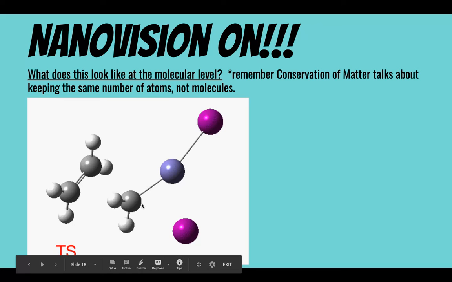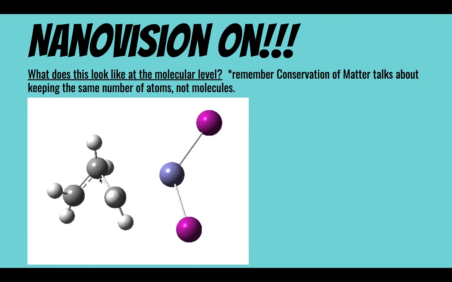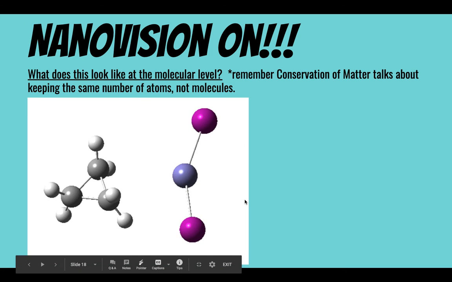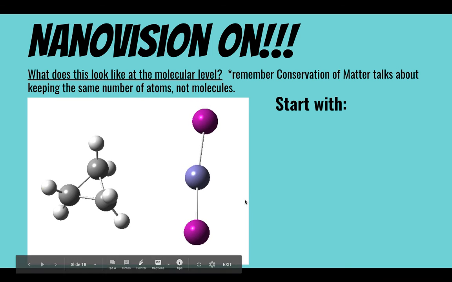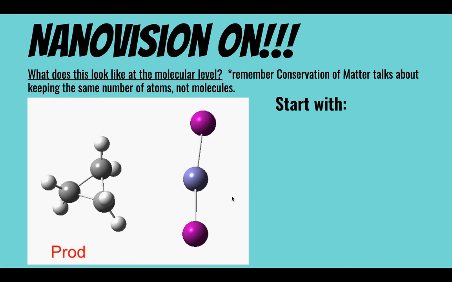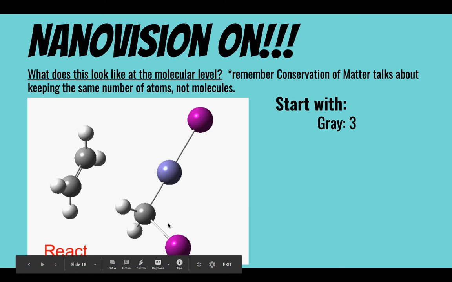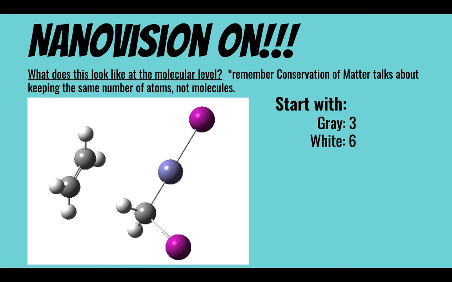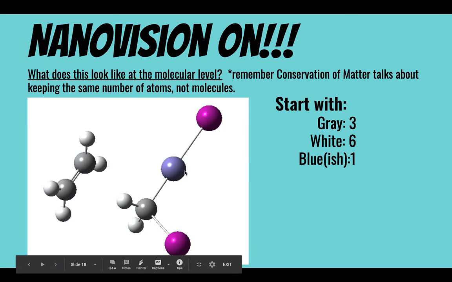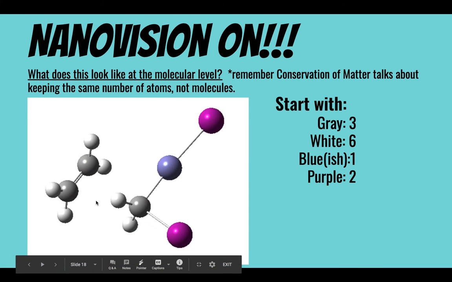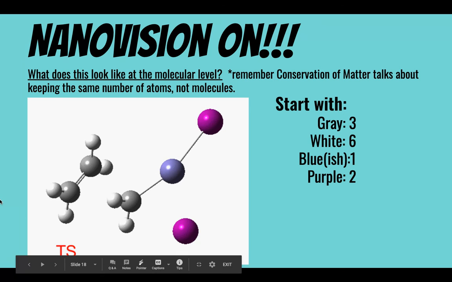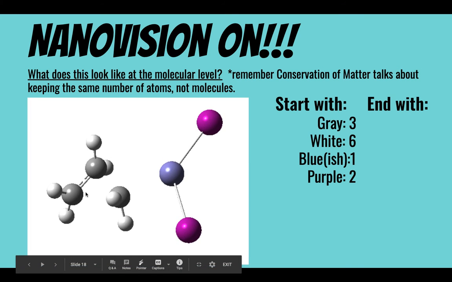We see that this atom broke off, and these broke off. This is a chemical reaction. Let's count the atoms that we start with. This is the end, so let's let this start over. We see that we have 3 gray atoms, 6 white atoms, 1 bluish atom, and 2 purple. Let's see what we end up with afterwards. This is right as it's about to change.